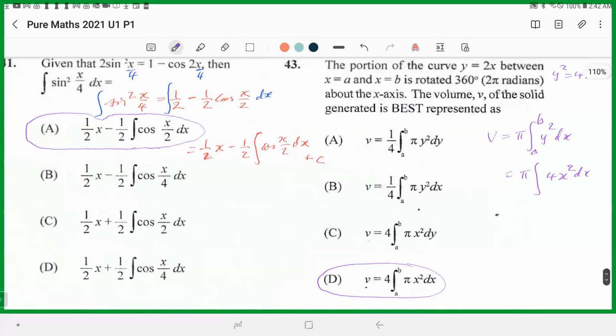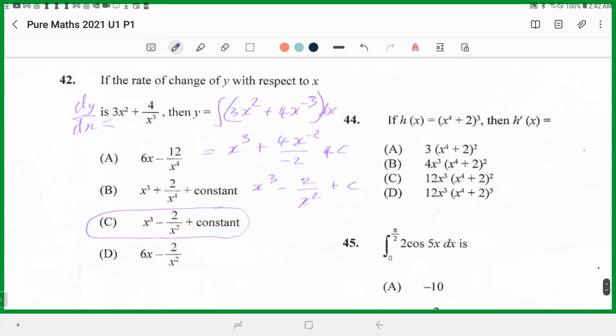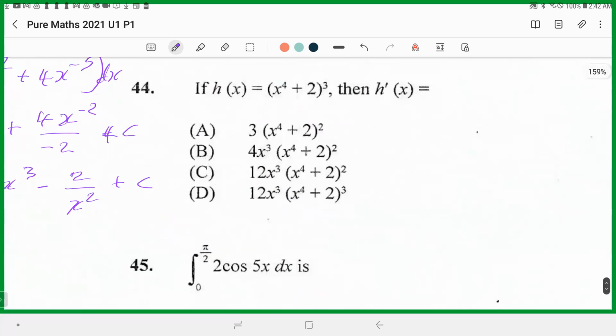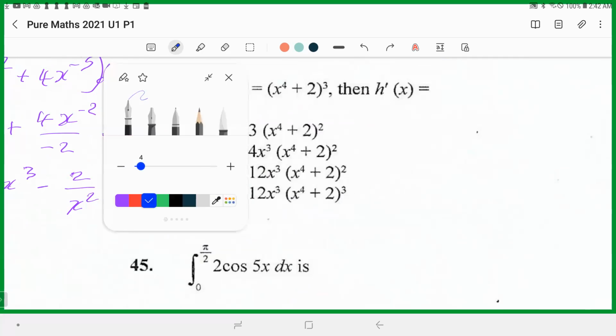Next one is number 44. Penultimate. Let's hope that there is the last set. It says h is equal to this, and I want h prime. Differentiate. The composite function. So h prime is a blue.